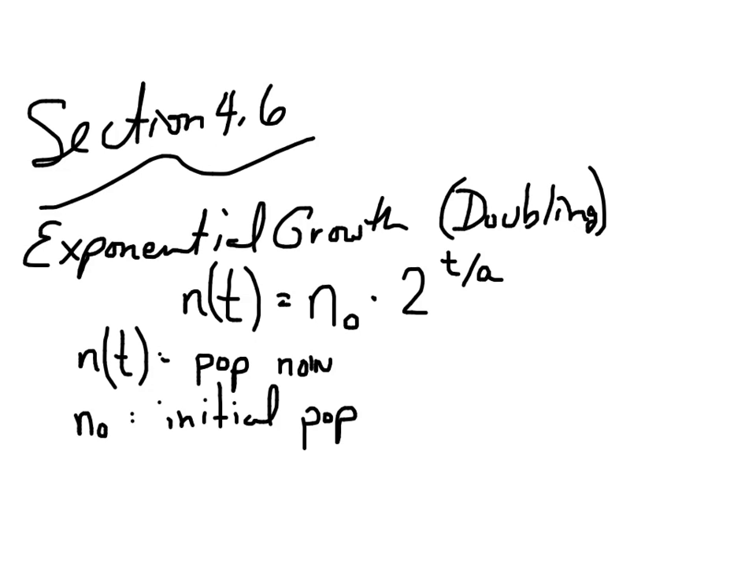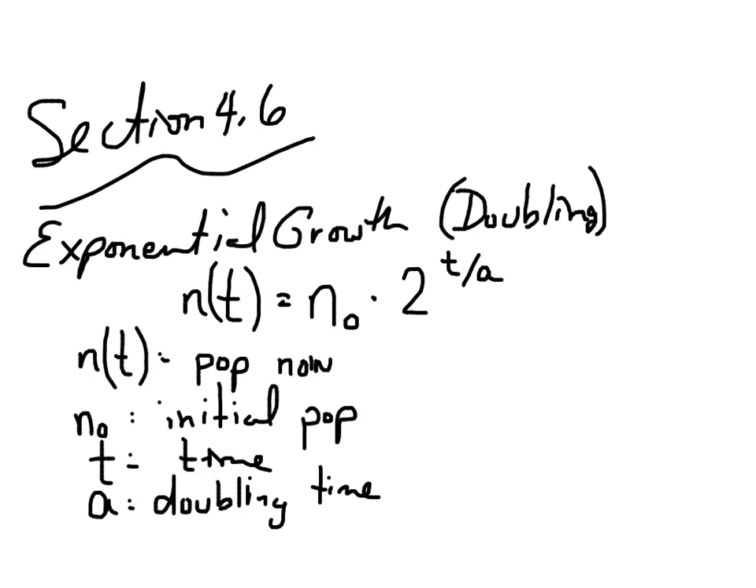The 2 is the number 2. t is time. And a stands for the doubling time. What they mean by that is they will say the population doubles every so many minutes or so many hours. It's very important that your t and your a are the same unit of measurement. Now on the next slide, I'm going to walk you through a problem.